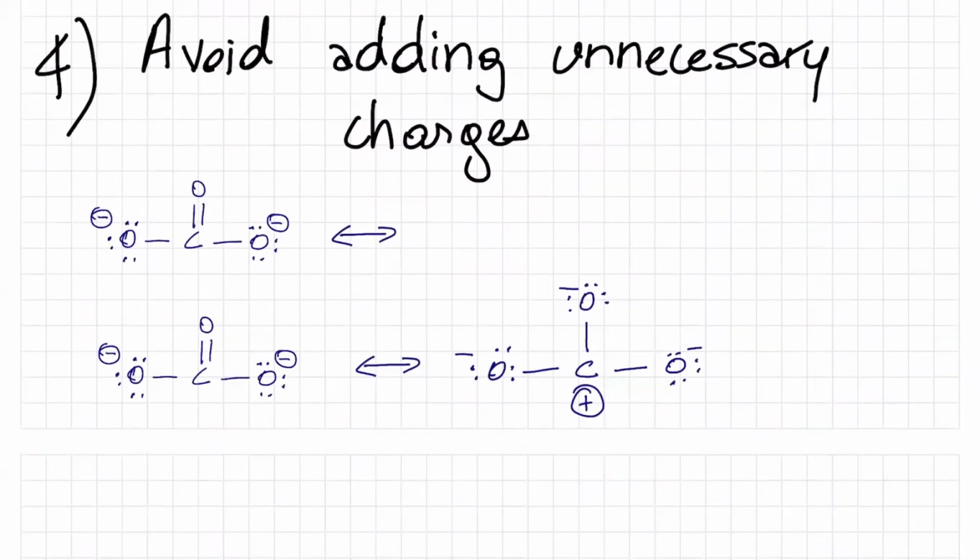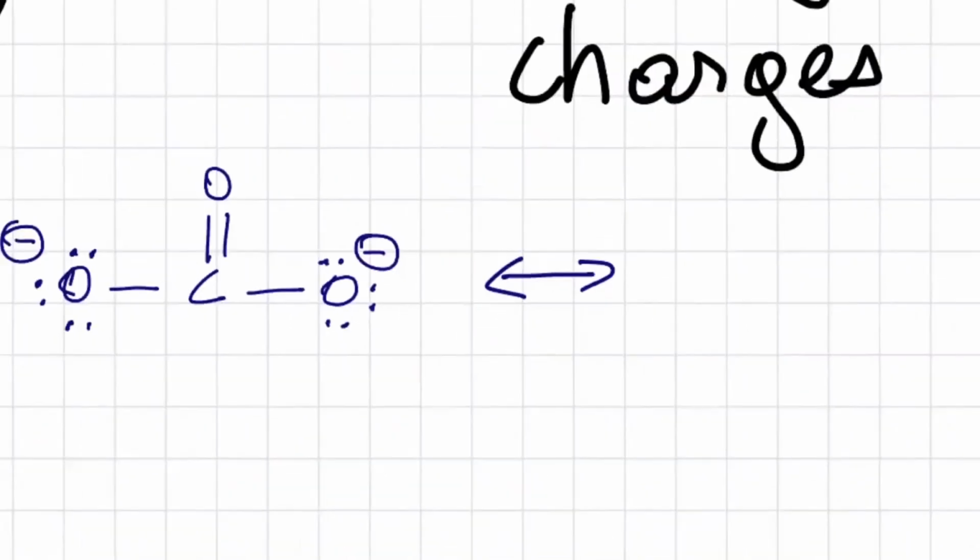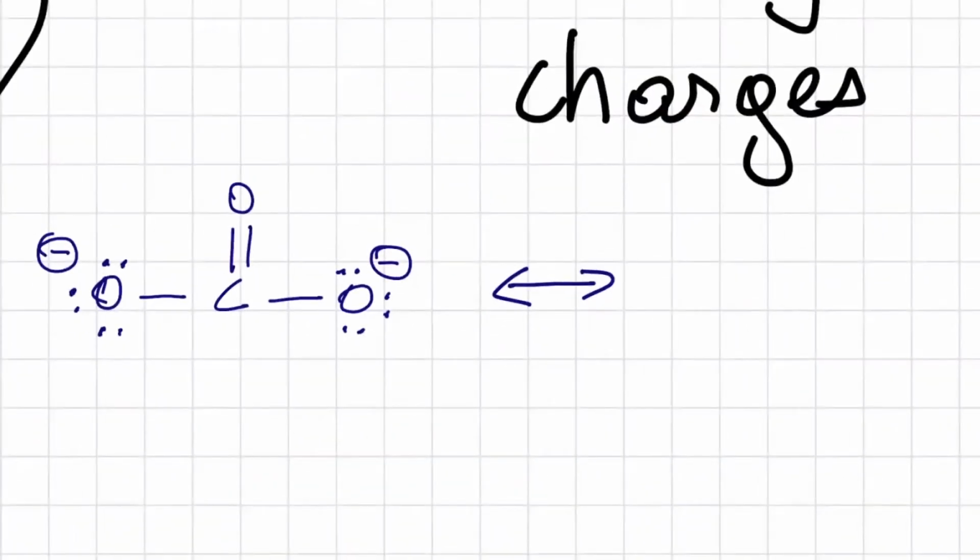Number 4, avoid adding unnecessary charge. This is going to be important because, yes, the resonance structure is about making sure that the overall charge of the compound is the same, right? However, sometimes it's not worth it to go overboard with the charge either. For example, let's give an example with this one. Let's first focus on that one. Imagine that we have a compound here where we have 2 oxygens with a negative charge. So the overall charge here is -2. Okay? We agree that the overall charge will be -2.